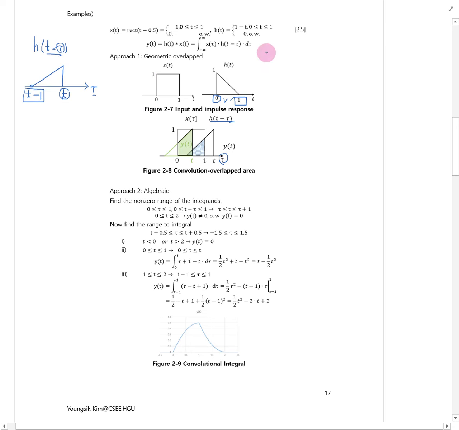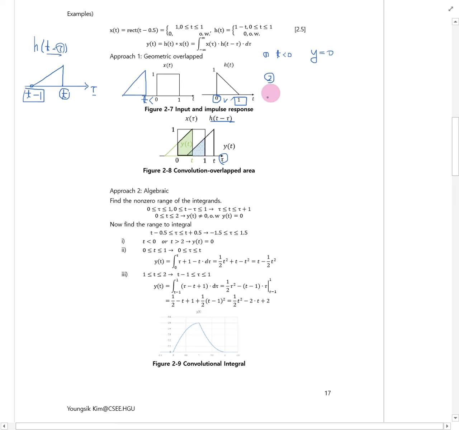Let's consider first if t is less than 0. In that case, the h(t minus tau) shape looks like this one. This is the t point. If t is less than 0, the product between x(tau) and h(t minus tau) goes to 0. Then the output is always 0.